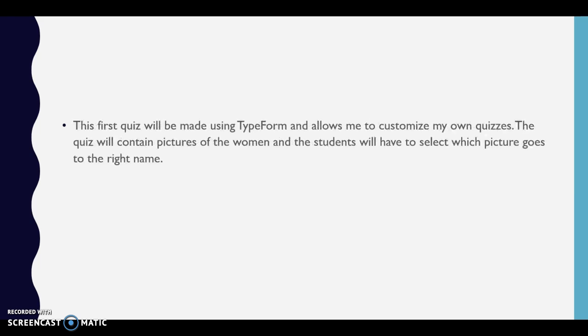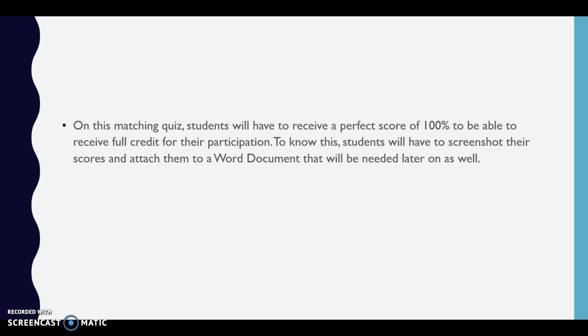The first quiz will be made using Typeform, which I found and have been trying out, and it allowed me to customize my own quizzes in a lot of different formats, so that's what I decided on using. The quiz will contain pictures of the women, and the students will have to select which picture goes to the rightful name of that specific woman. On this matching quiz, the students will have to receive a perfect score of 100% to receive full credit for their participation.